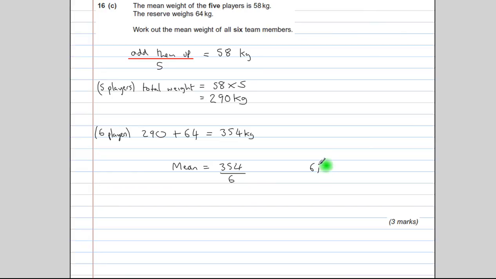So let's just do a little bus stop at the side. 6's into 3 goes 0. So we do 6's into 35. That goes 5 times with 5 left over. 6's into 54 go 9. So the mean weight is 59 kilograms.